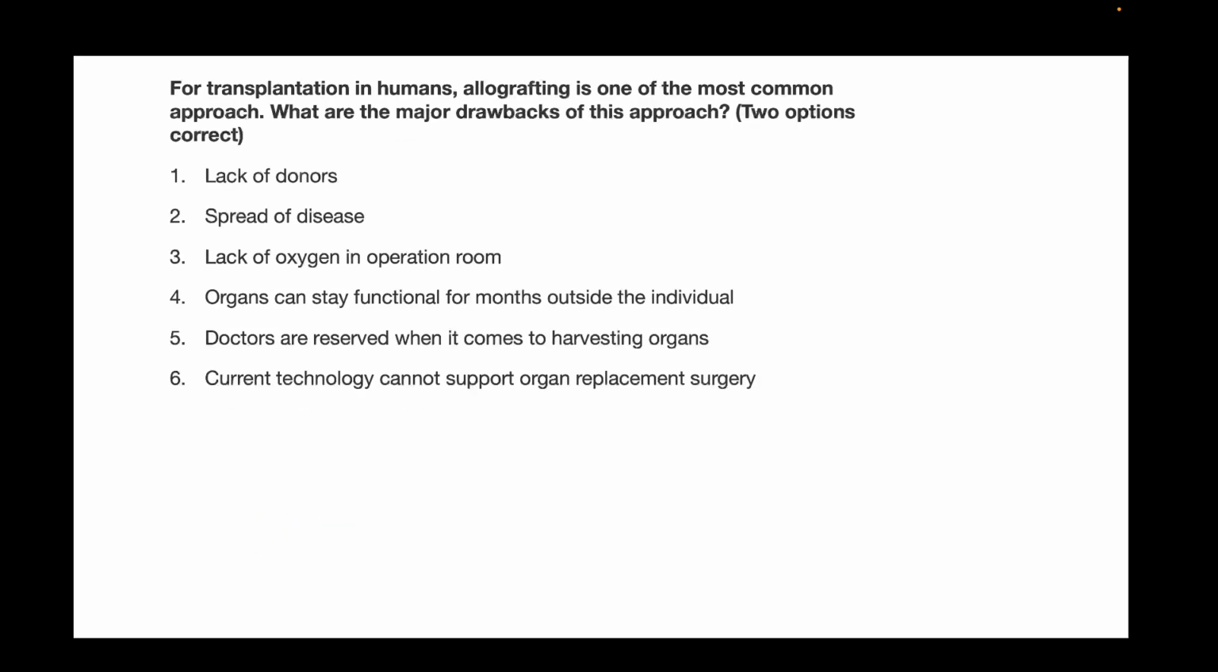This is the next question. For transplantation in humans, allografting is one of the most common approaches. What are the major drawbacks of this approach? You have to select two correct options here. So the correct answers here were lack of donors and spread of disease. These two are the major drawbacks in the allografting approach.